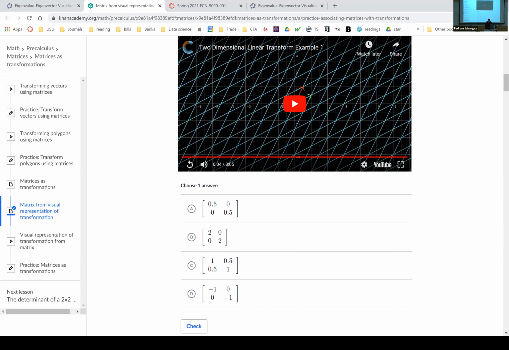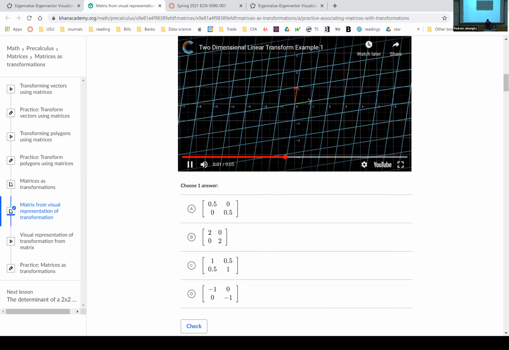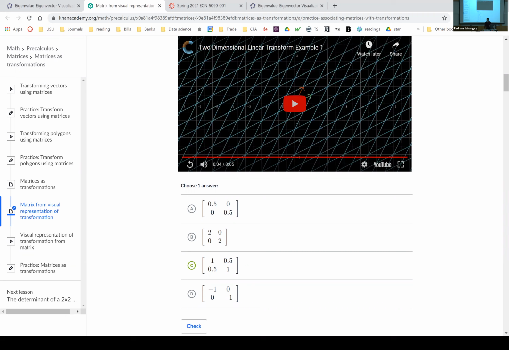Look at A, B, and D. Both of them off the diagonal, it's 0. So whatever it is, it's a rotation. So this is something more than rotation. It's called a smear, right? So look at that. If you apply this matrix C to the green and red vector, it's going to become the new one, right? So this is the correct answer.